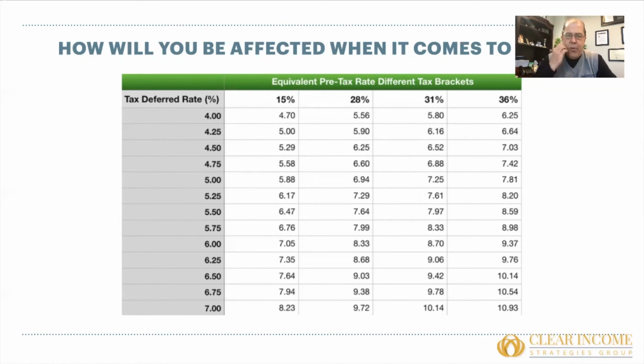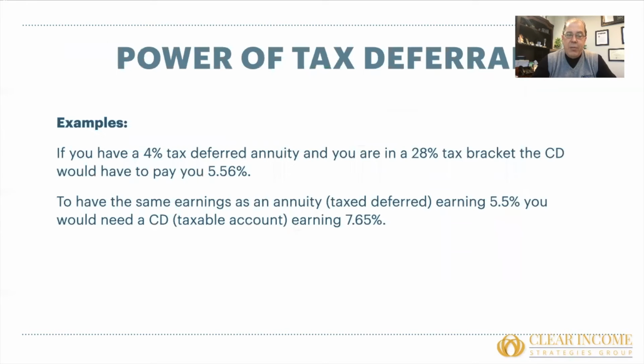That's almost a 2% difference. And mind you, that doesn't account for fees and stuff attached to it. If you're lucky enough to get a 6% return, again, 8.33%, depending if you're in a 28% tax bracket, you can see the difference between apples and oranges when it comes to the equivalency of the power of tax deferral. And we'll go into that a little bit here shortly about the power of tax deferral for you.